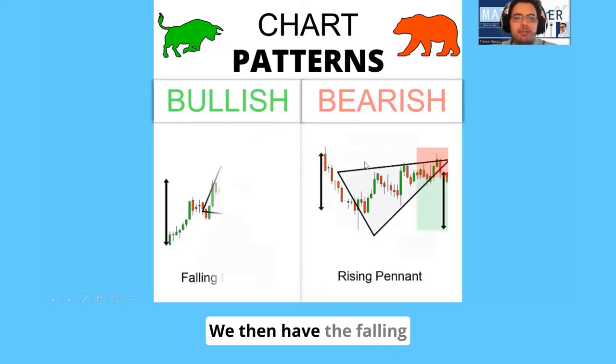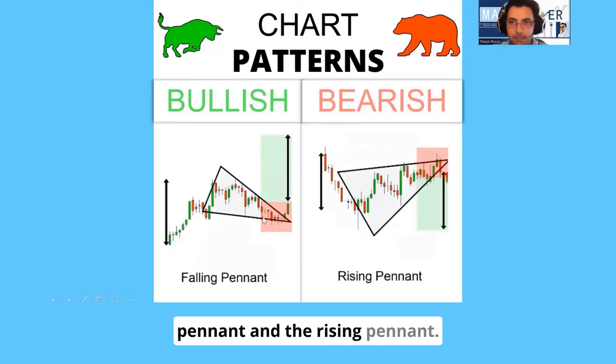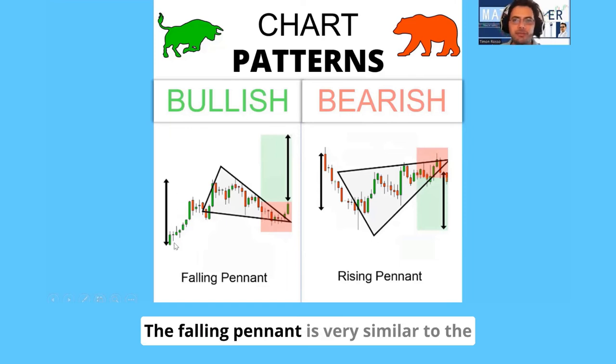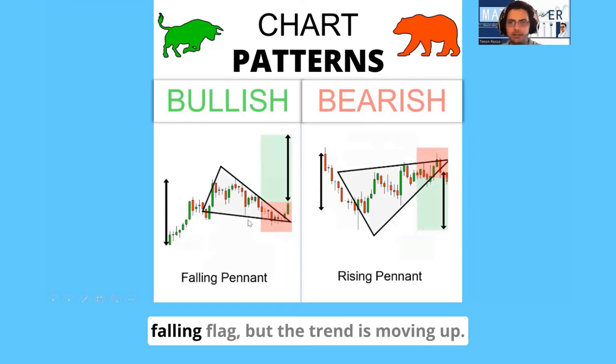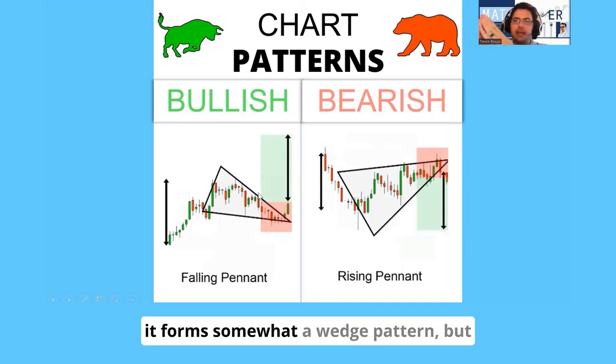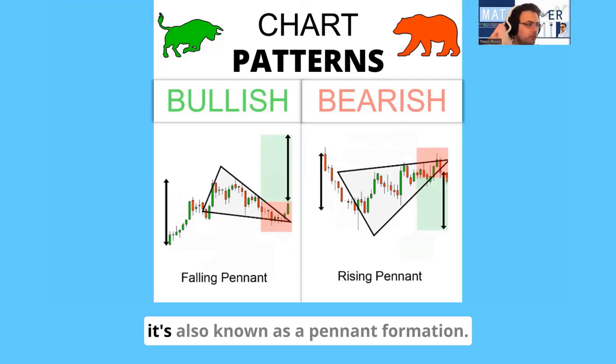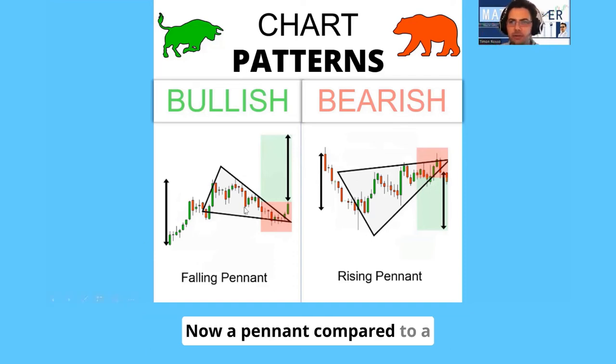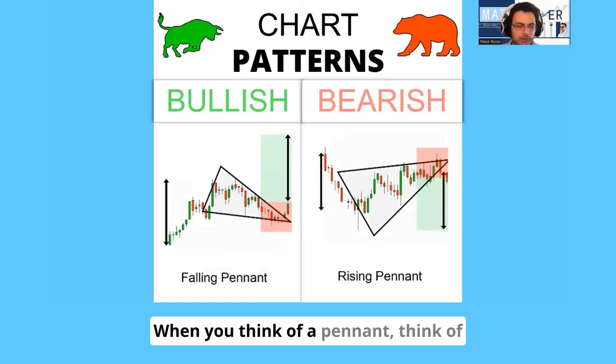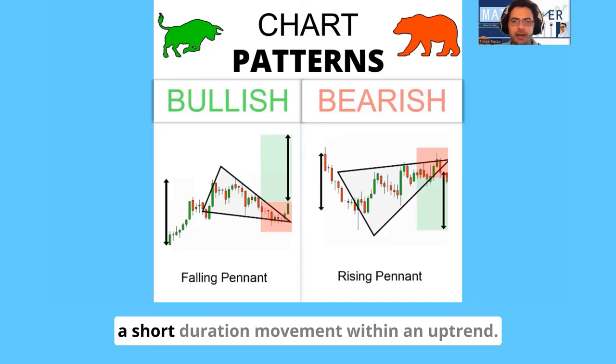We then have the falling pennant and the rising pennant. The falling pennant is very similar to the falling flag, but the trend is moving up, and instead of forming a flag formation, it forms somewhat of a wedge pattern, but it's also known as a pennant formation. Now, a pennant compared to a wedge is a lot shorter duration. When you think of a pennant, think of a short duration movement within an uptrend.